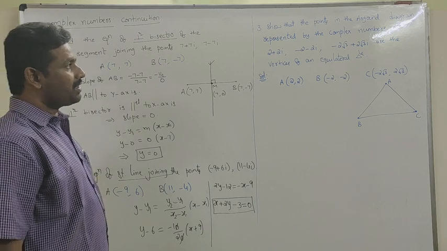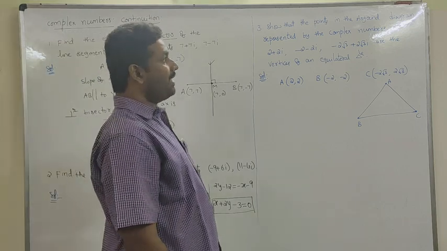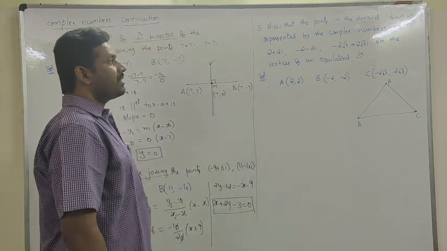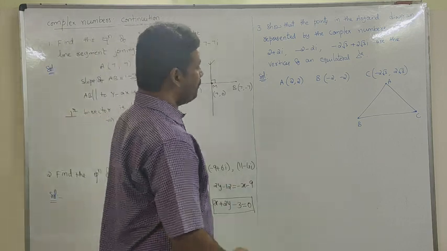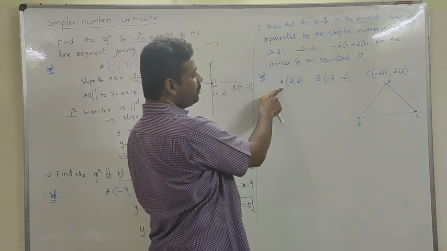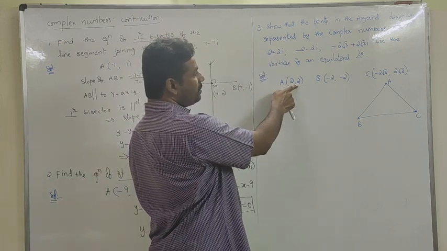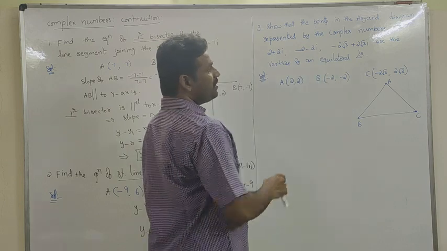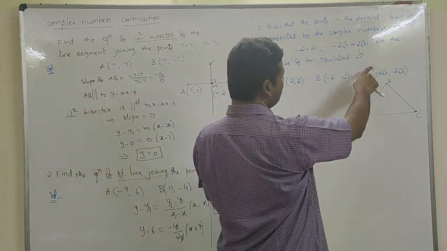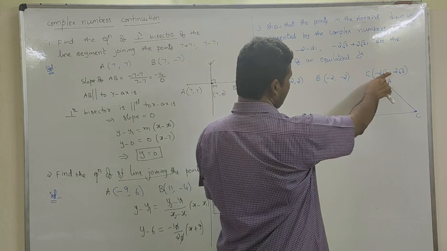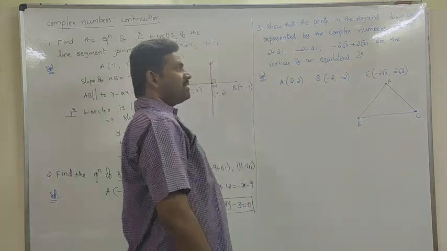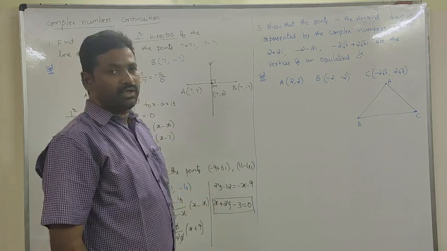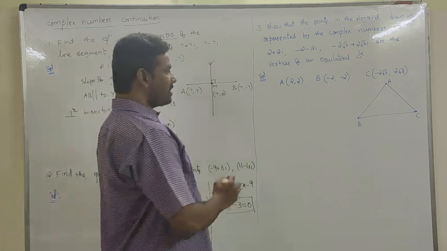Show that the points in the Argand diagram, Argand plane, represented by the complex numbers 2 plus 2i, how do you write the point? Here 2 comma 2, minus 2 minus 2i, minus 2 comma minus 2, minus 2 root 3 plus 2 root 3 i, C point, minus 2 root 3 comma 2 root 3. This is the C point. So A, B, C are 3 points. What we have to prove? Equilateral triangle. So just find AB.